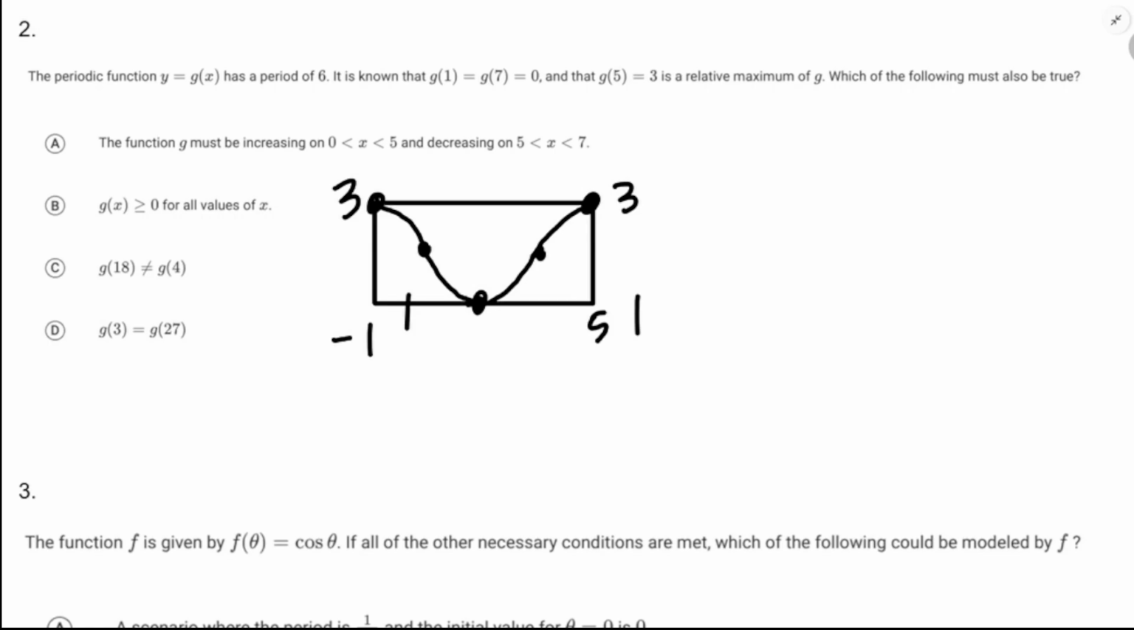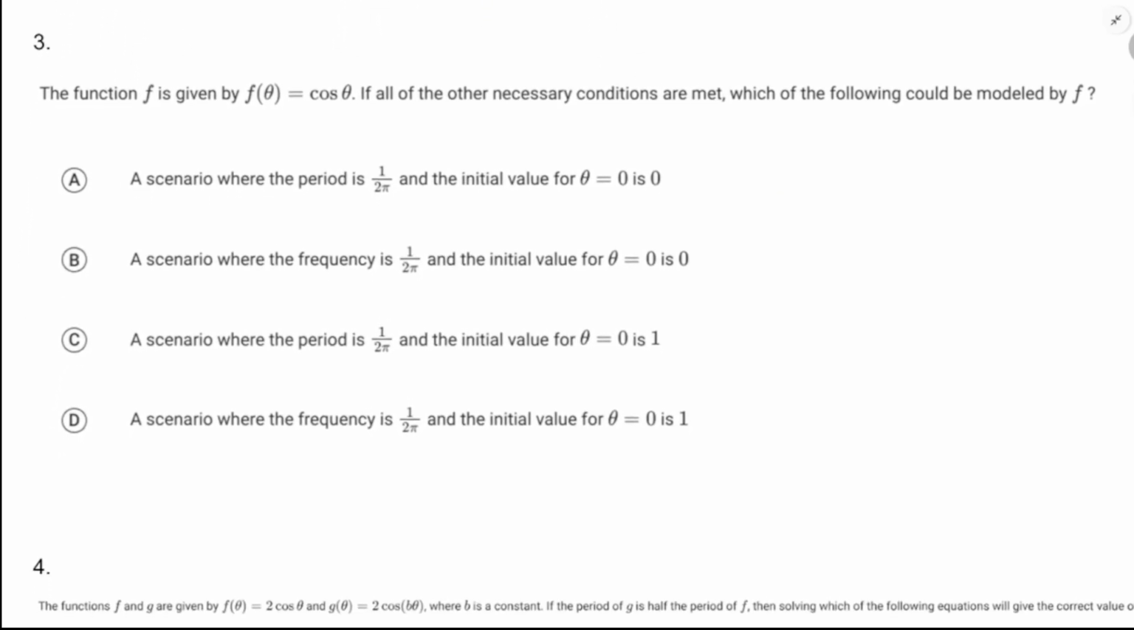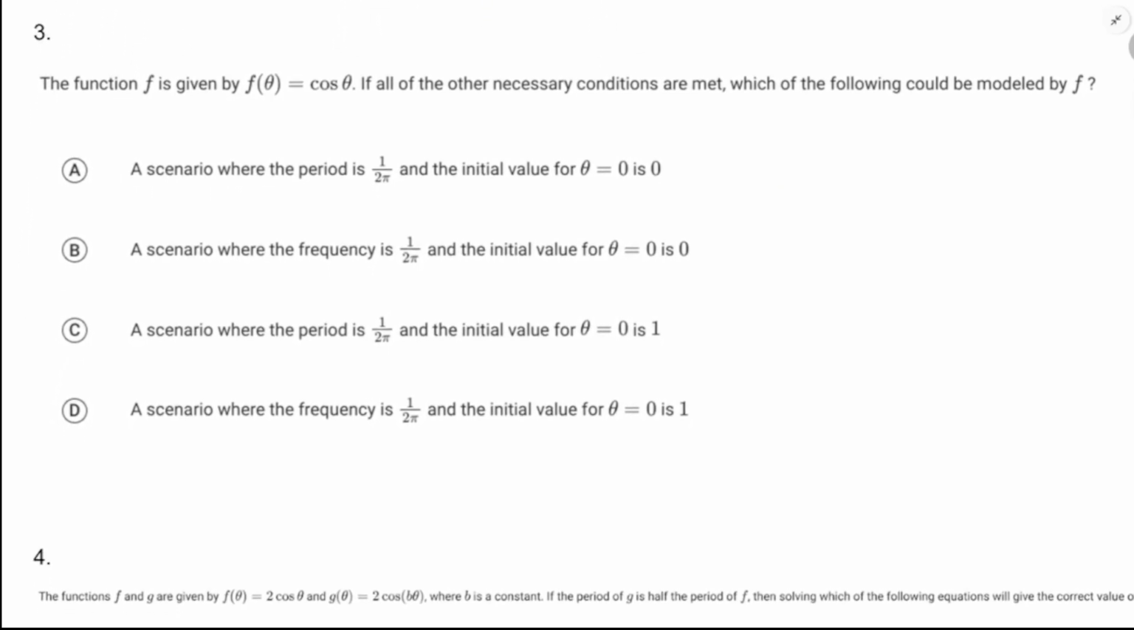g of 3 equals g of 27. Oh, yeah. g of 3 equals g of 27 because the period's 6. At a difference of 24, that would just be adding 4 periods. I'll be in the exact same spot that I was. Okay, that's answer choice D. That was a whole lot of thinking just to arrive at that one, but I think that was a good question. Okay. Now we've got f of theta is cosine theta.